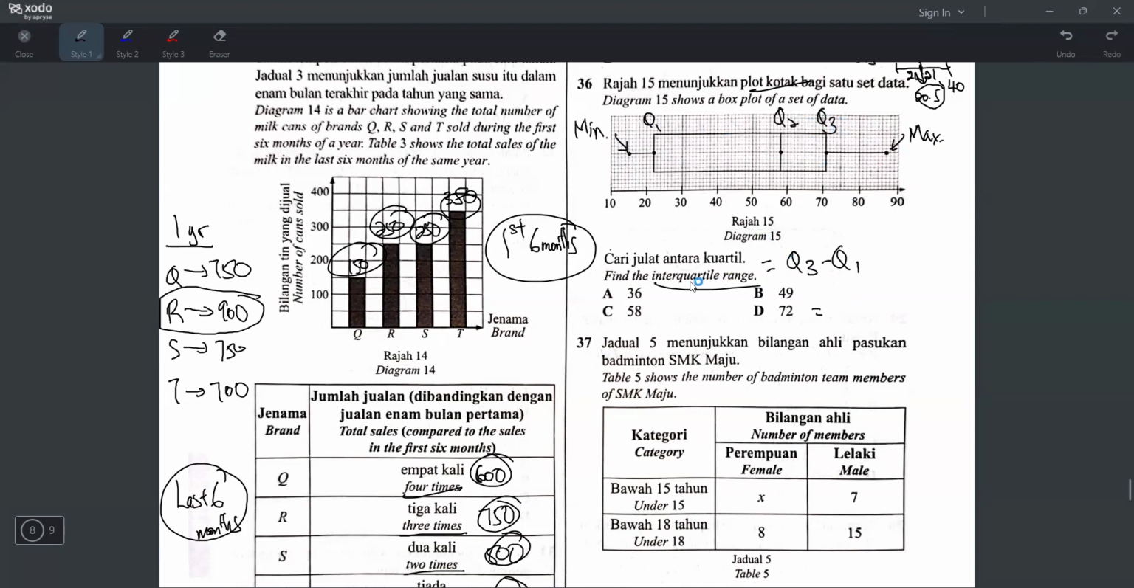But I'm finding interquartile range, so I only need the Q3 and Q1. So I will only look at these 2 lines. So the Q3 is 71. The Q1 is 22. So tekan ini, dapatlah jawapan. So what is 71 minus 22? 49. So ada jawapan? Yeah, ada jawapan B. Okay, sudah siap.